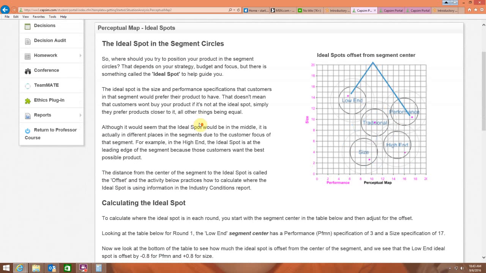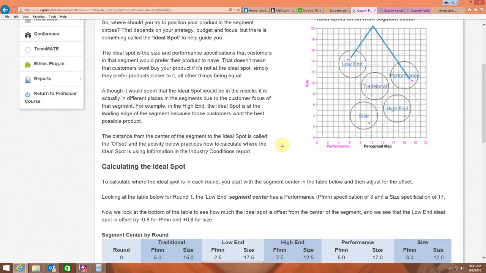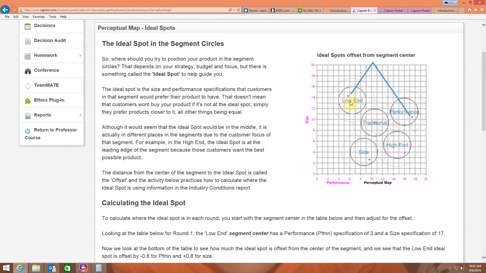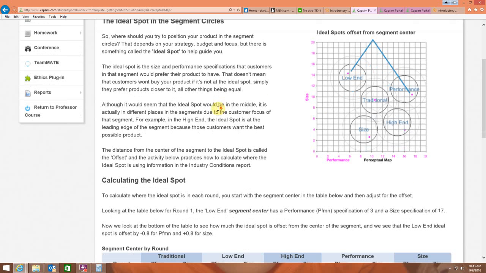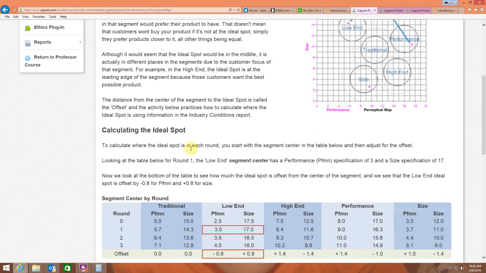and it talks about the ideal spot, and intuitively we might look at this and think the ideal spot for each product is dead center, but that's not the case. You'll see that these ones, I'll call it ahead of center, remembering that our demand's moving this way, and in the low end it's actually behind center. Only in the traditional is it really dead center, and so it tells you, let's calculate where the ideal spot is.